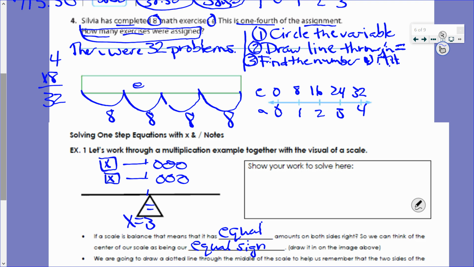It's supposed to be a capital W. I'm having issues with the board today. Oh, that one erased decently.